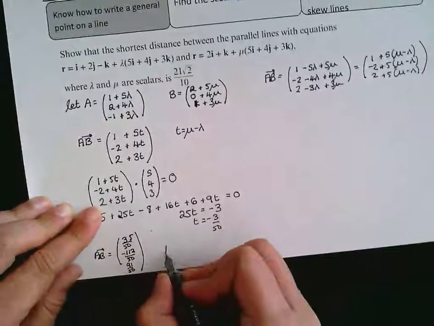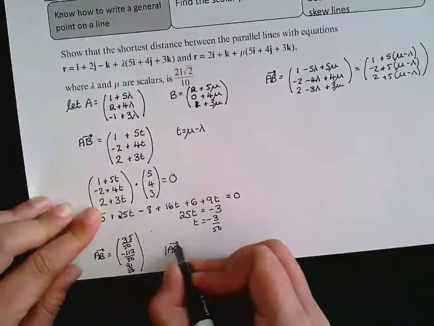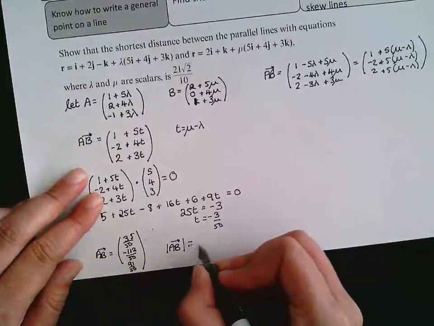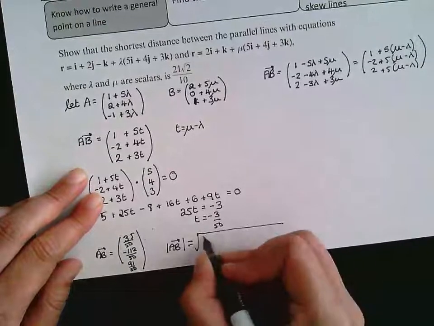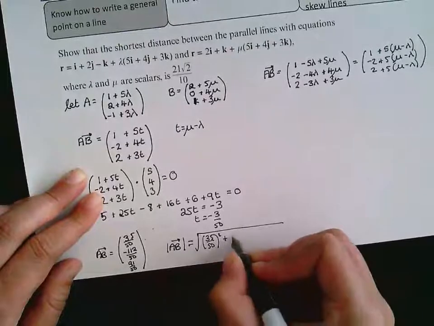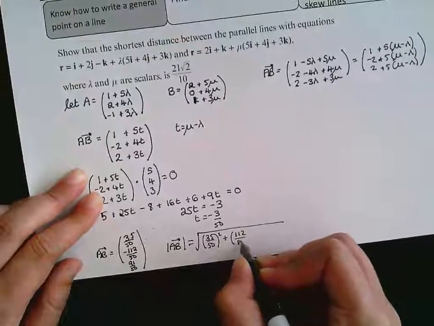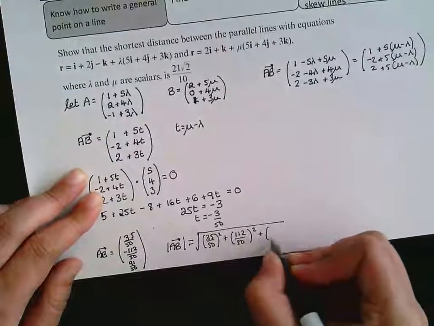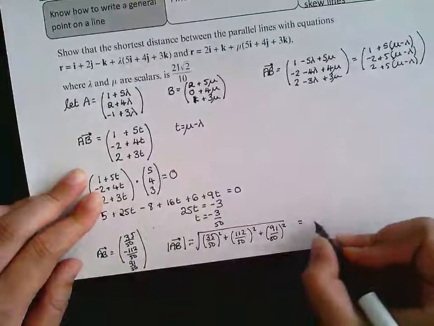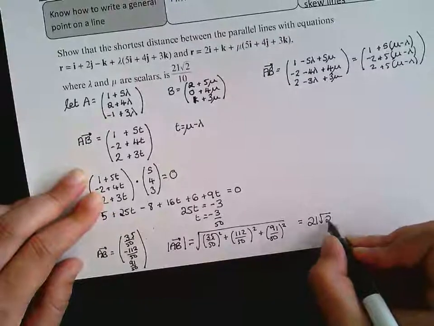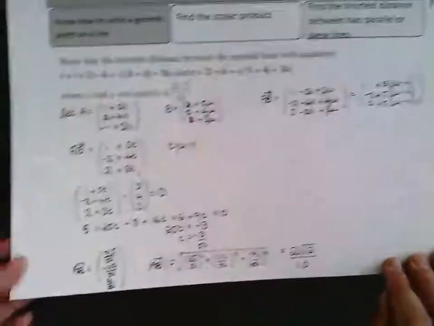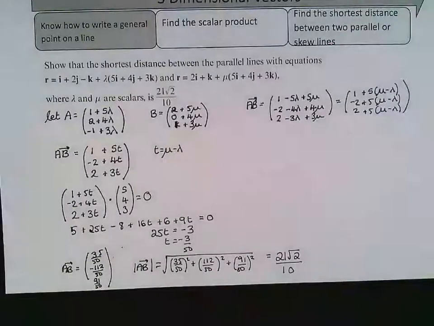So to find that shortest distance, all I need to do is Pythagoras these values. And that comes out as 21 root 2 over 10. So this is the shortest distance between two parallel lines.